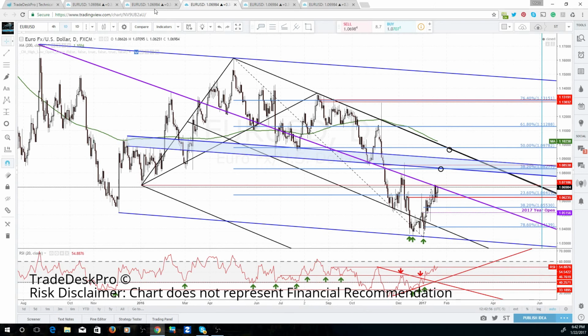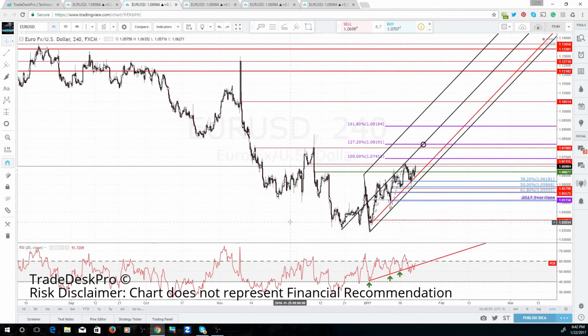Let's quickly move down to a 4-hour chart. A new fork identified. Targets, well, you can see this here. 108.20 would be in the next couple of days. That would be a conservative target in my opinion, but we'll see.